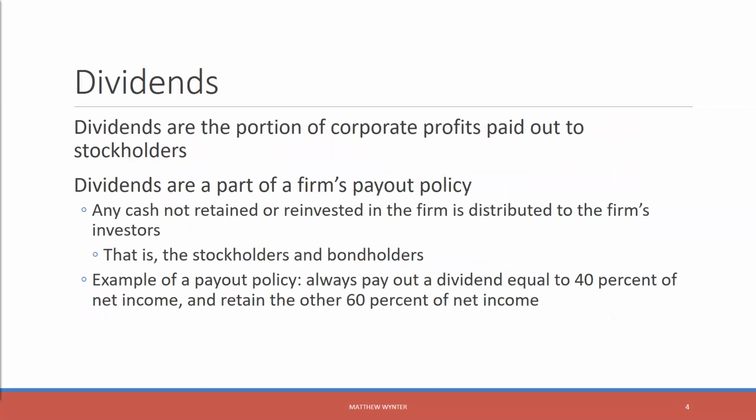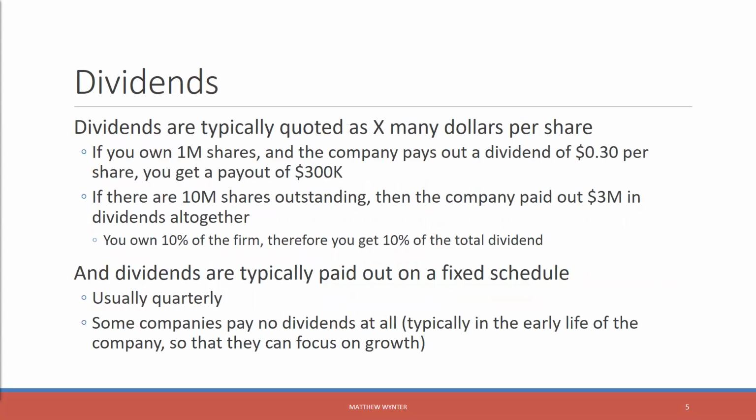So, dividends. Dividends are the portion of corporate profit paid out to stockholders. The dividend is a big factor in the firm's payout policy. Any cash that's not retained or reinvested into the firm is to be distributed to the firm's investors, that is, the firm's stockholders and bondholders. An example of a payout policy is that the firm could always pay out a dividend equal to 40% of net income and retain the other 60% of net income as retained earnings.